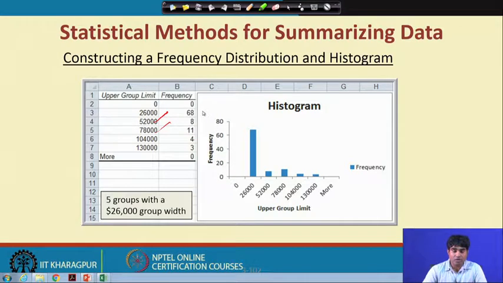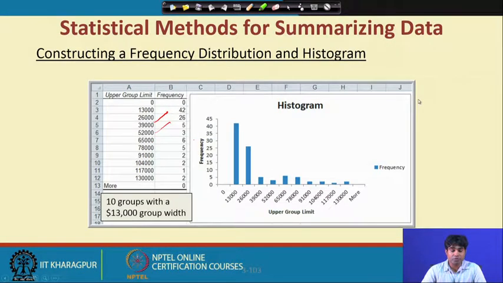Similarly, we can have another kind of structure here with different levels. We are just increasing the income levels, and again you record the particular frequency levels. Then you can also visualize it.